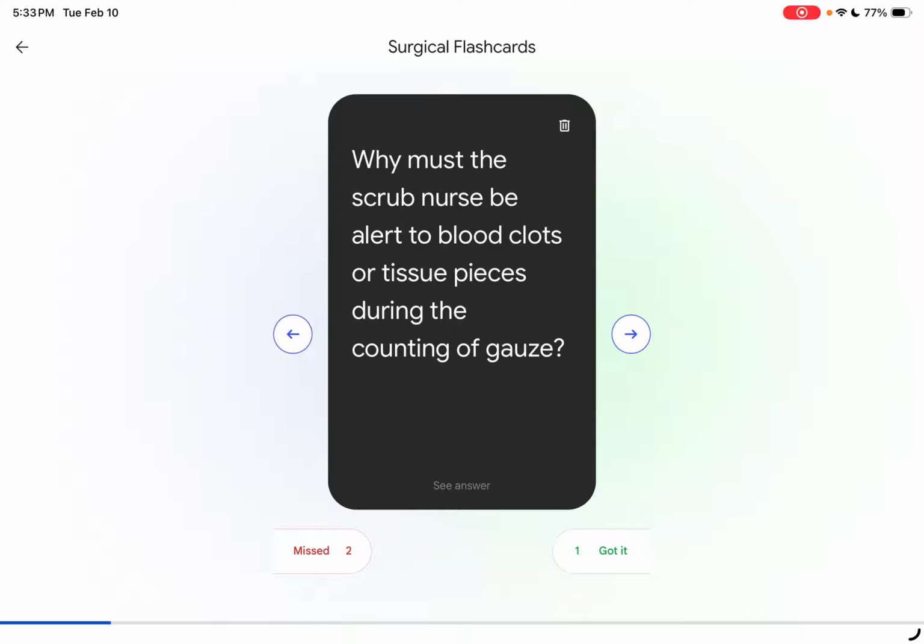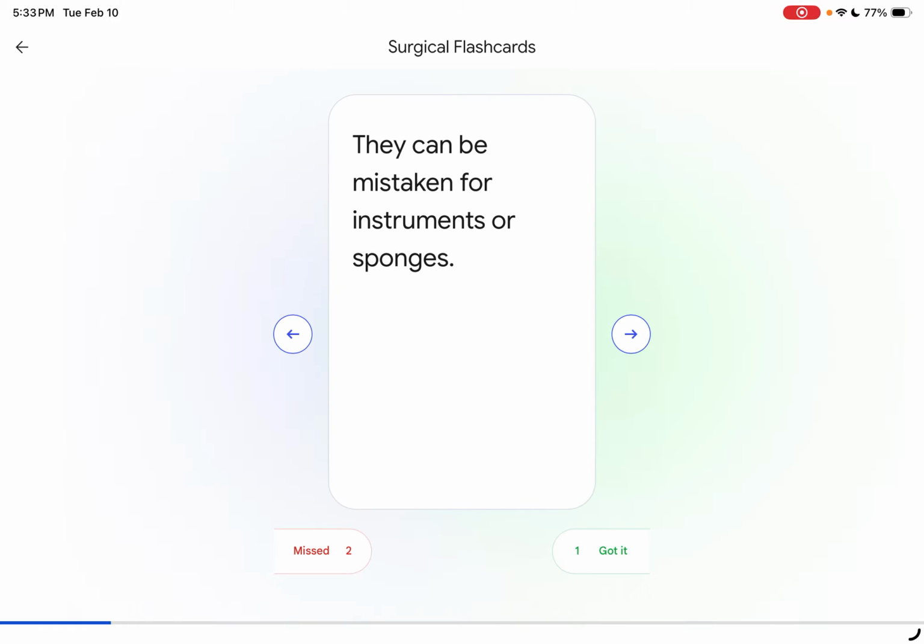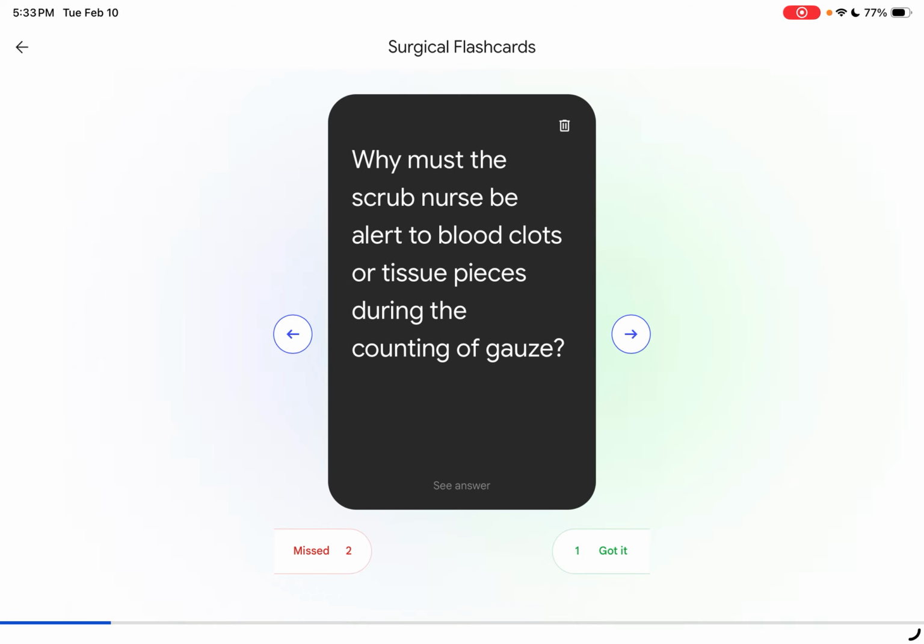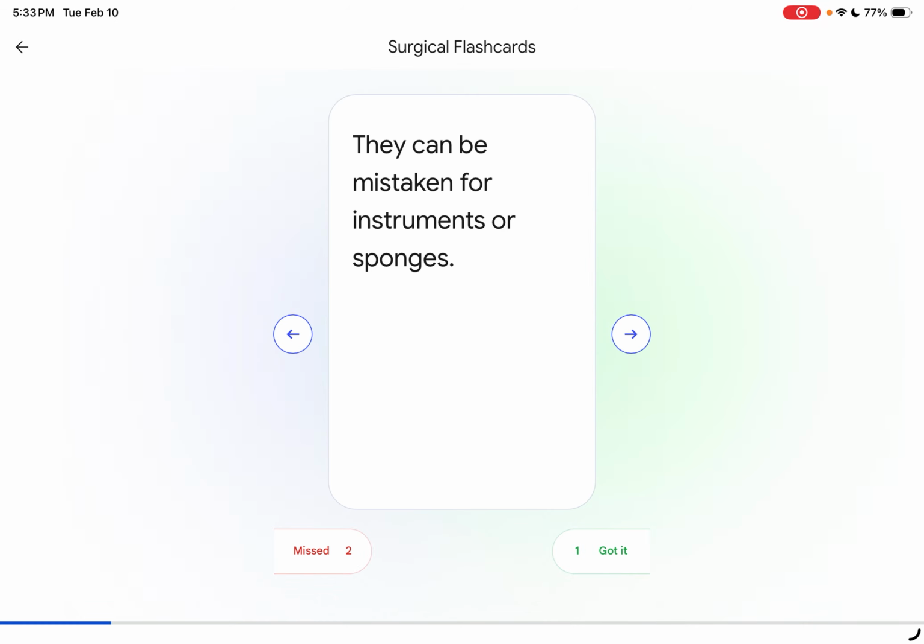Why must the scrub nurse be alert to blood clots or tissue pieces during the counting of gauze? Kasi i-measure nila yan. It would be included in the counting of the blood loss. They can be mistaken for instruments or sponges. Blood clots or tissue pieces during the counting of gauze. Ma-mistaken po rin nato ang kuan into sponges.